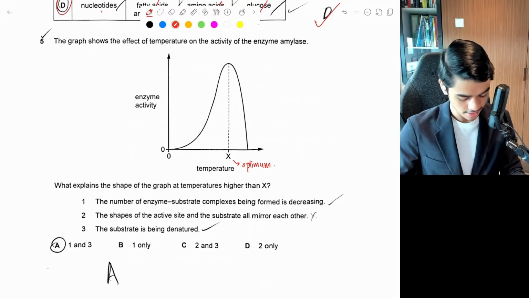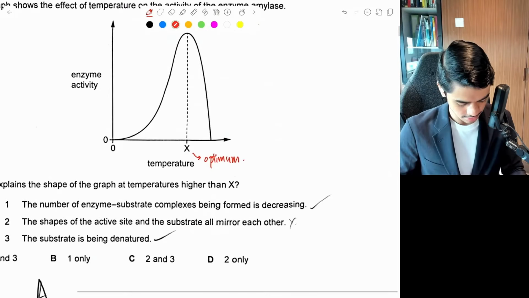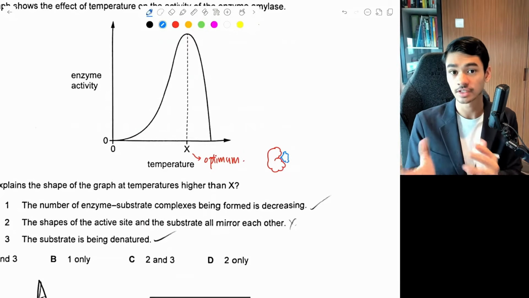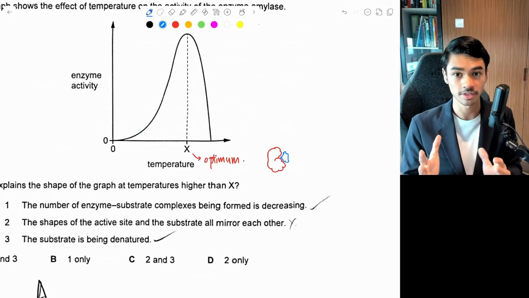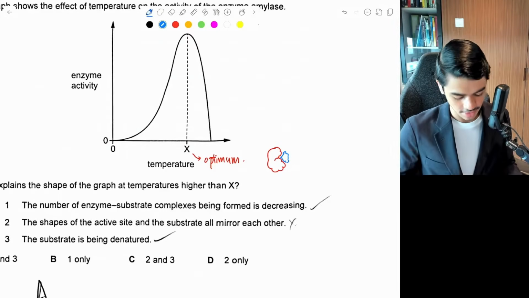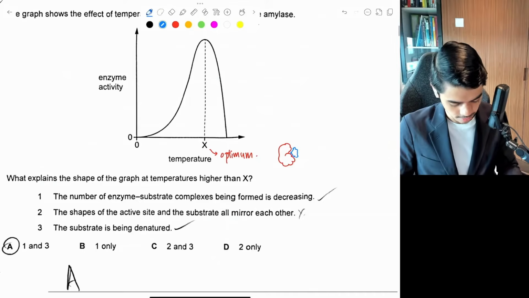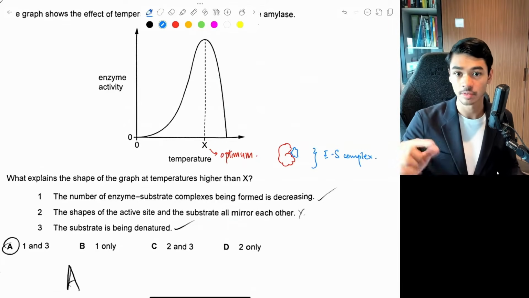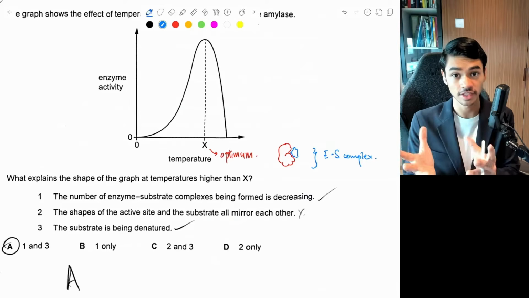So what does that mean? At X, let's look at optimum at X. So this is the enzyme, and let's say this is the substrate. It fits perfectly into the active site. This is called complementary. It is complementary to the shape of the active site. That's why it can fit, and that's why it now forms an enzyme substrate complex. Enzyme substrate complexes will only form if it can bind, if it is not yet denatured.